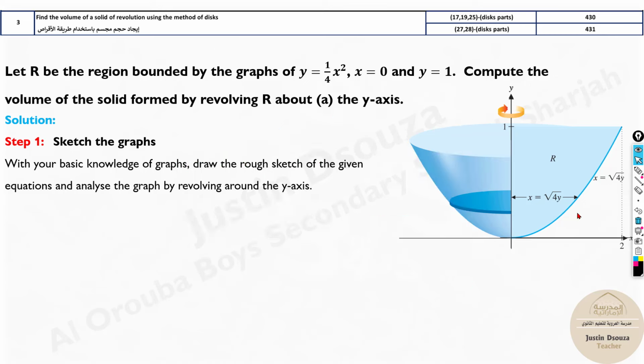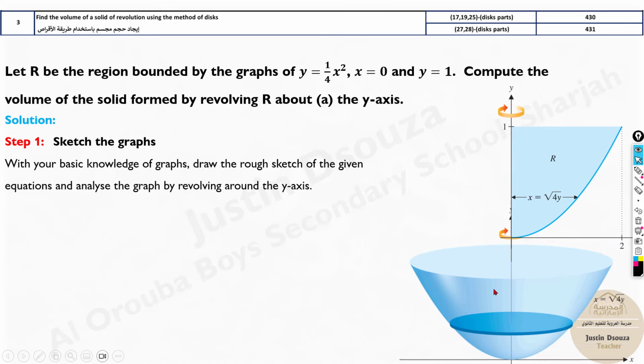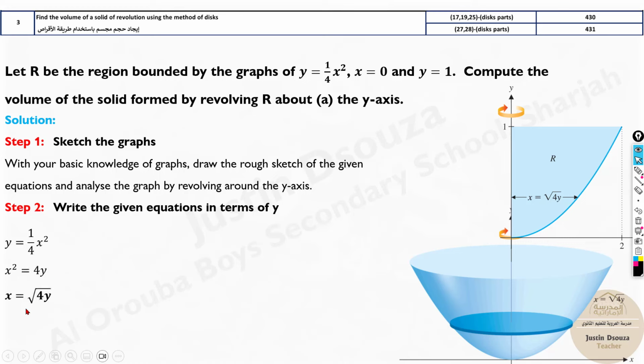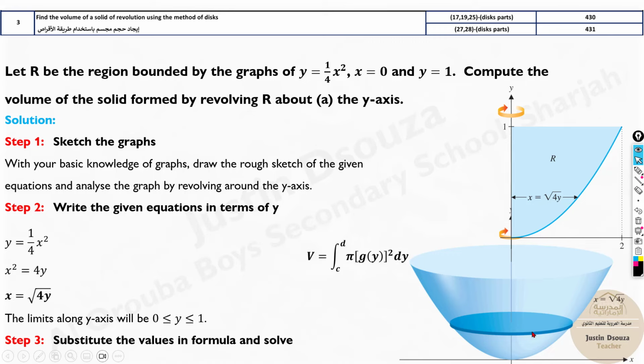Here you can see it all in detail. This is the graph. We have to get it in terms of x is equal to root 4y. And now when it rotates over here, you can see this is the part formed. Now what you can understand is this is the disk, this is the radius. We can solve it by using the formula. First writing it in terms of x here, and then what are the limits? It's along the y-axis. So y, look at the y-axis, 0 to 1. Apply everything over here. The answer is 2 pi. Okay, 2 pi means pi is 3.14, multiply it 2 times, it will be 6.28 unit cube.